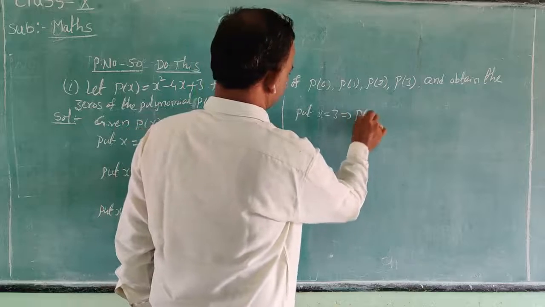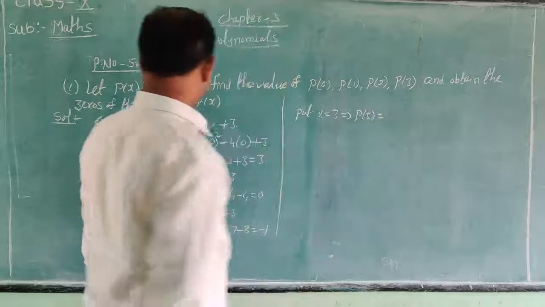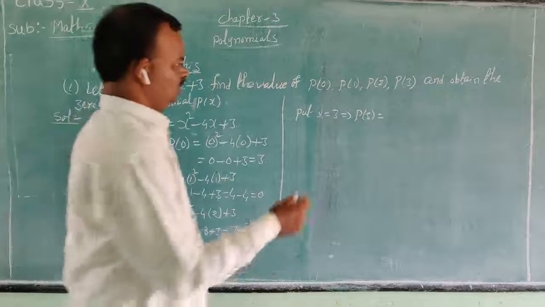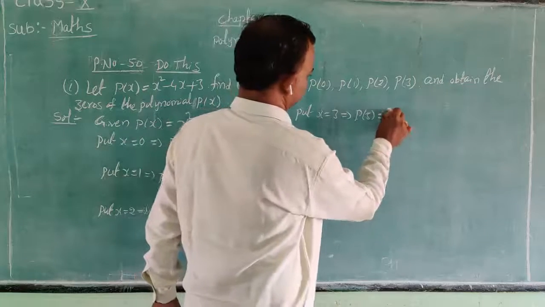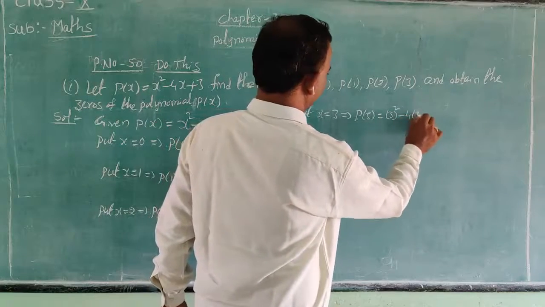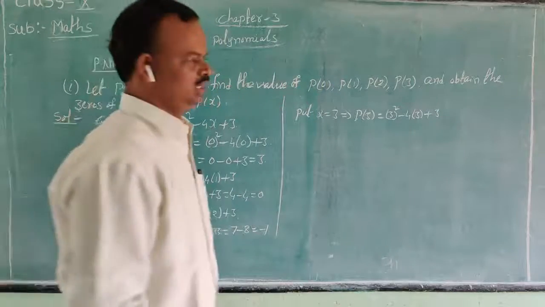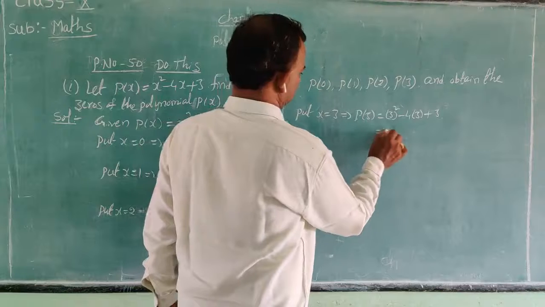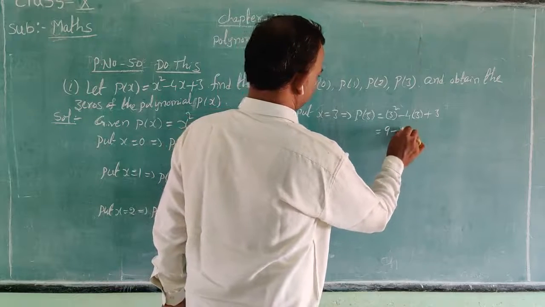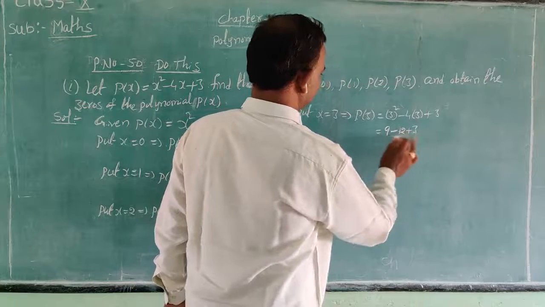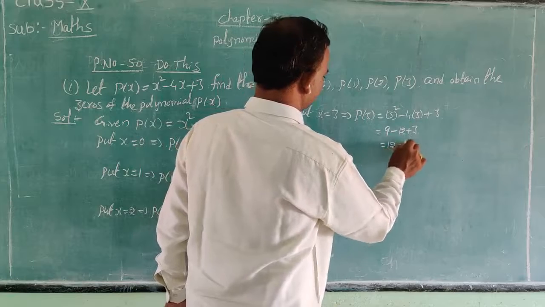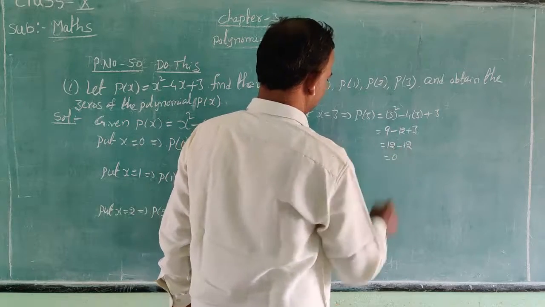And the next one is x equal to 3, that implies P of 3 is equal to 3 square minus 4 into 3 plus 3. Here 3 square, 3 3s are 9, minus 4 3s are 12, plus 3. 9 plus 3 is 12, minus 12 is equal to 0.